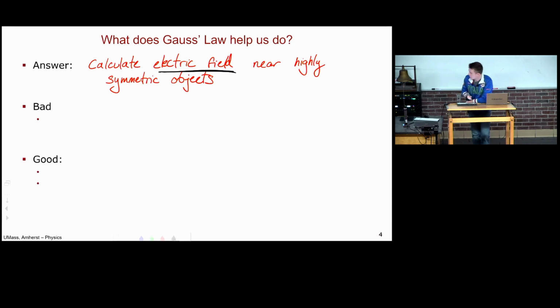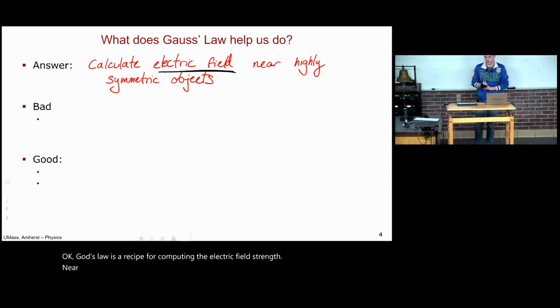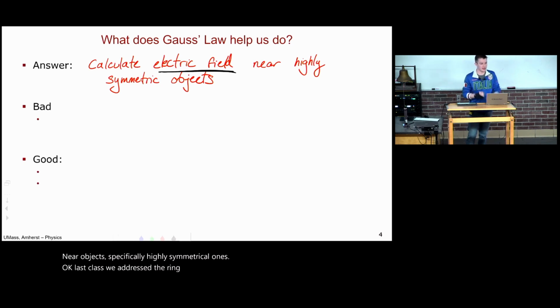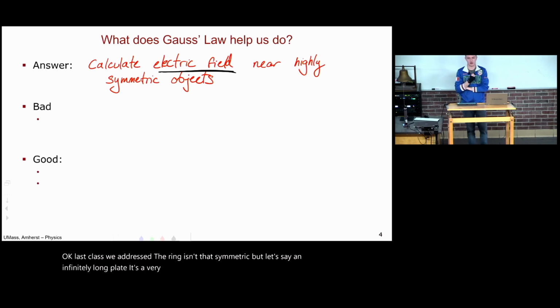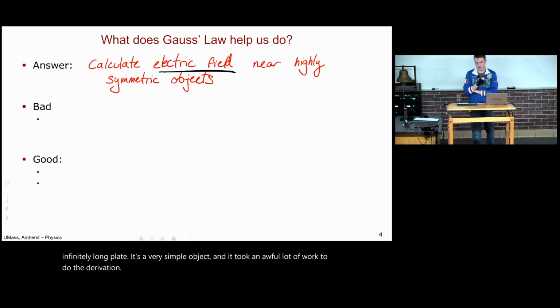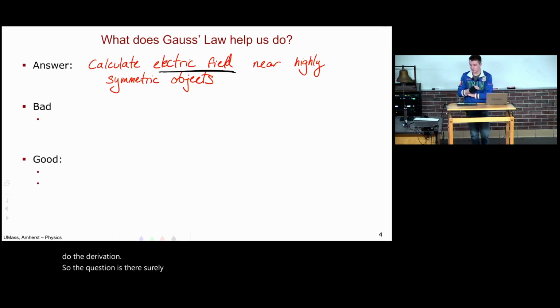Okay, Gauss's law is a recipe for computing the electric field strength near objects, specifically highly symmetrical ones. Last class we addressed the ring, which isn't that symmetric, but let's say an infinitely long plate. It's a very simple object, and it took an awful lot of work to do the derivation. So the question is, there surely is an easier way, and this is going to be the easier way.